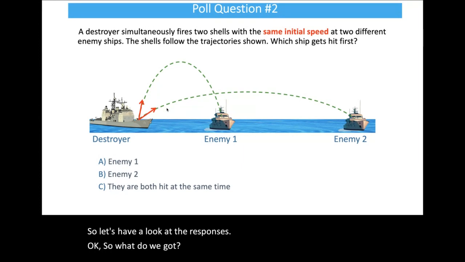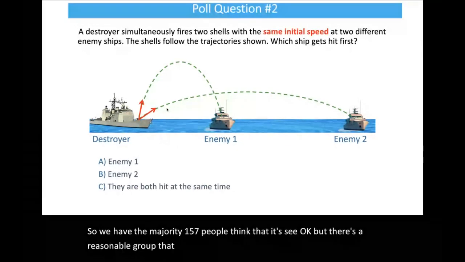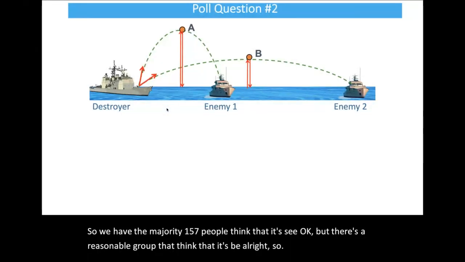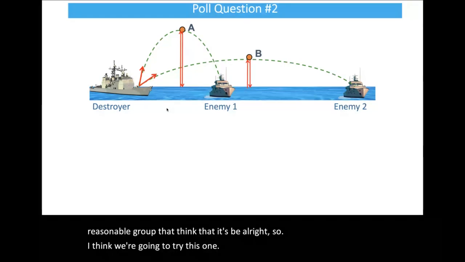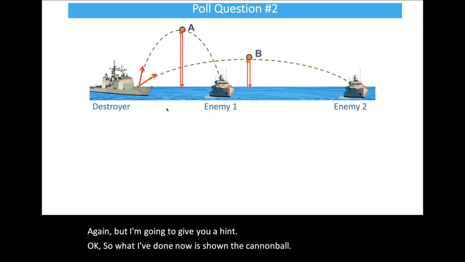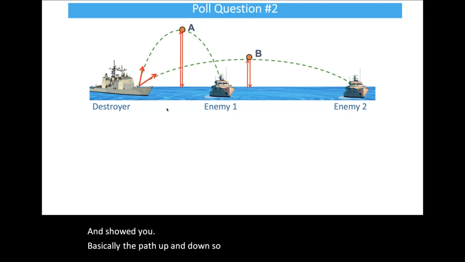So the majority, 157 people, think that it's C, but there's a reasonable group that think it's B. All right, so I think we're going to try this one again, but I'm going to give you a hint. What I've done now is show the cannonballs and the path up and down, just the vertical path of the 2 cannonballs.